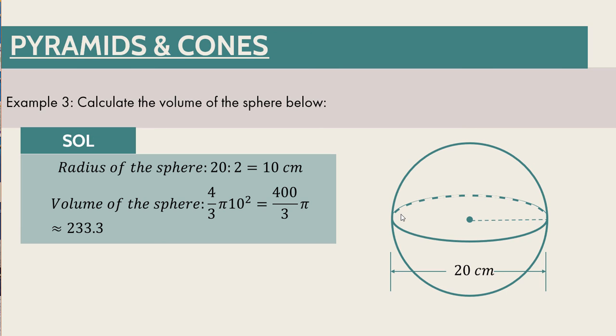So now we know the radius. The volume is 4/3 pi times 10 cubed, which is equal to 4000/3 pi, approximately 233.3 cubic centimeters. Okay, I think it is not difficult, right?